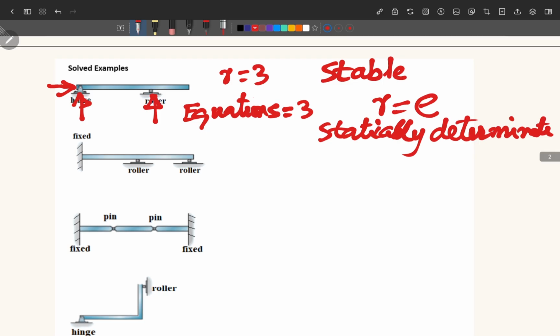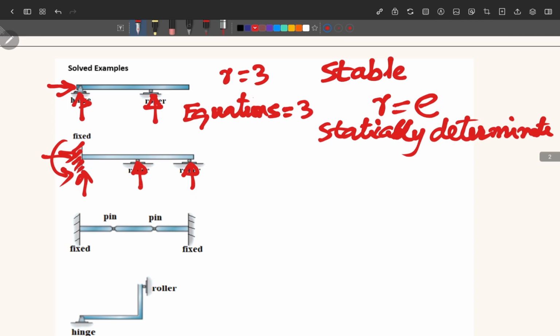Okay. Now we come to the second structure. In the second structure, we have a fixed support here. There is one roller support. So roller will give you one reaction. This roller will also give you one reaction. And the fixed support will give you 3 reactions.